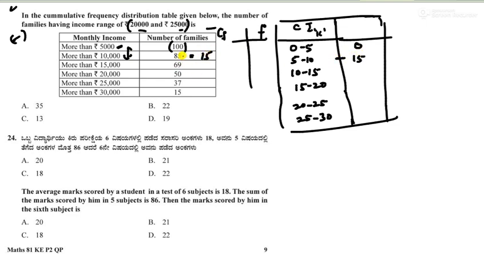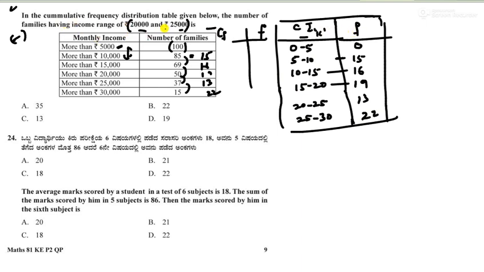Next is 85 minus 69, that will be under 10 to 15, which is 16. Next is 69 minus 50, which is 19, so that will come here. And next 50 minus 37, that is 13, correct? And next 37 minus 15, that is 22. Okay, so this is the correct arrangement. This is class interval, now this is frequency.